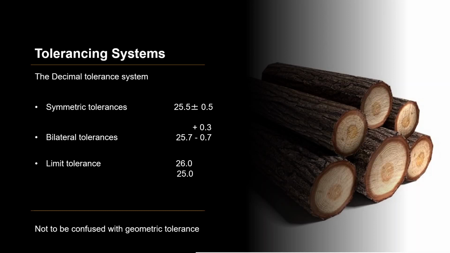And the reason for that is because with the symmetric and the bilateral tolerances, they give you an ideal dimension. So with the symmetric tolerance, ideally we want 25.5, but we'll allow some variation of 0.5 either side. With bilateral tolerances, we really want to have 25.7, but we'll accept plus 0.3 or minus 0.7. With limit tolerances though, you can put that dimension anywhere between 26 and 25.